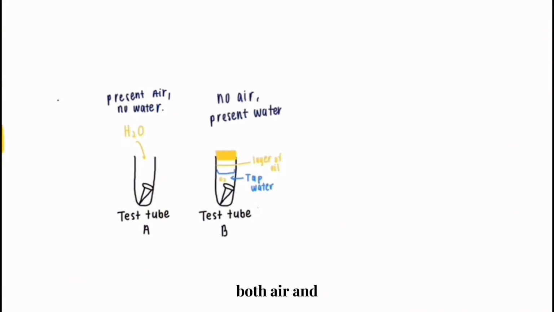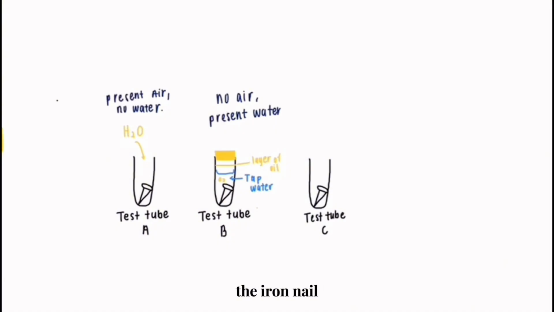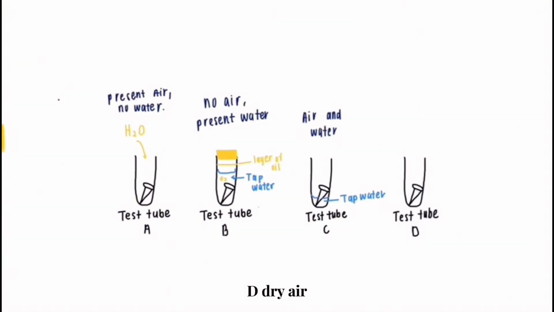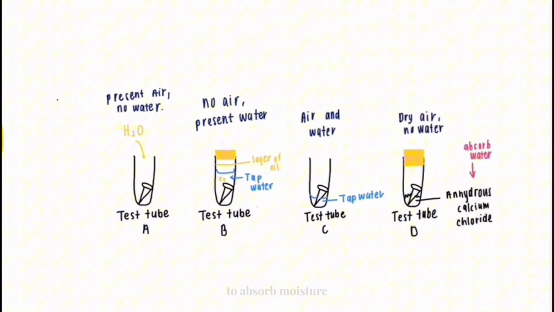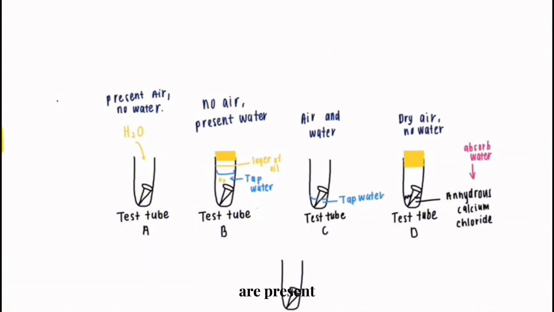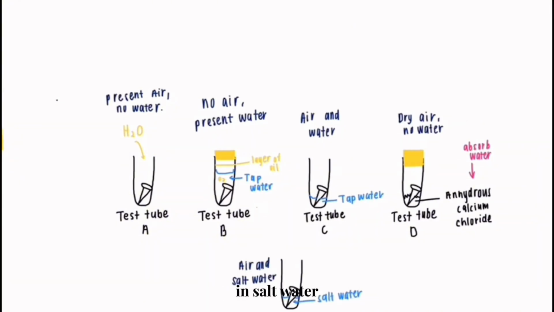In test tube C, both air and water are present. The iron net is partially immersed in tap water and exposed to air. In test tube D, dry air is present but water is absent, and anhydrous calcium chloride is added to absorb moisture from the air. While in test tube E, air and salt water are present. The iron net is partially immersed in salt water.